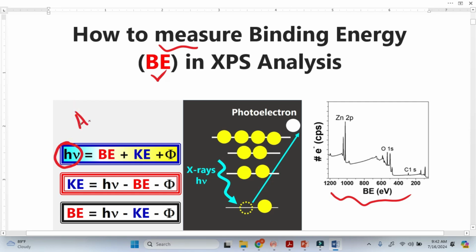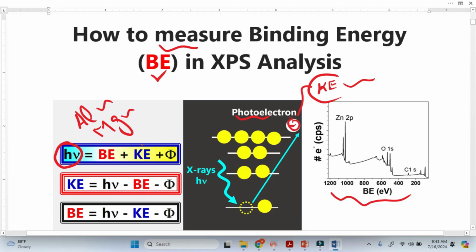We use two types of X-ray sources. One is aluminum and one is magnesium, and both are of known energy. Now, when X-rays of a certain energy bombard the core electrons, these electrons escape from the sample, and they are basically called photoelectrons. These electrons are moving, so they have kinetic energies. And what XPS is basically doing is, the XPS detector detects the kinetic energies of these electrons.